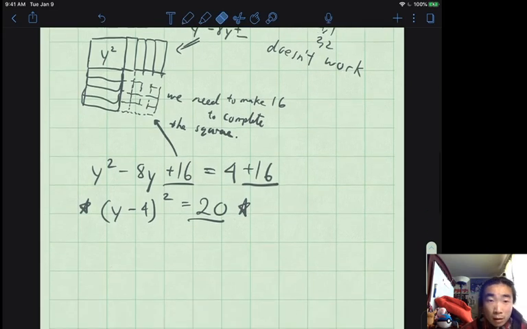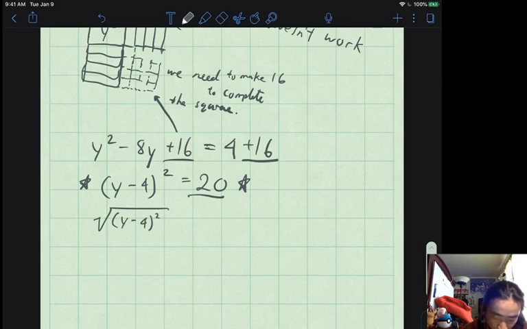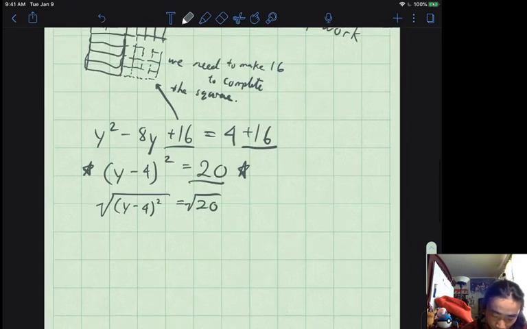So from here, there's going to be some undoing. The first step is undoing the squaring. We know that square root undoes squaring. So it looks like this. Y minus 4 equals.